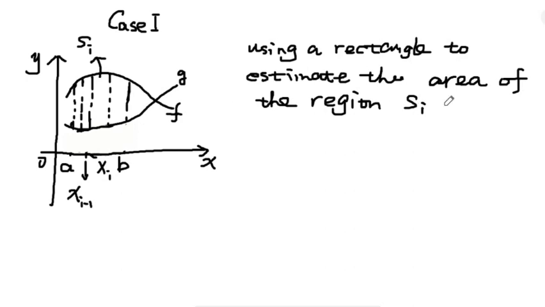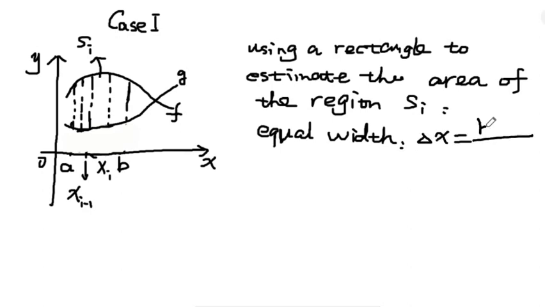And here we still have equal widths for each rectangle. How can we work out the formula for the equal widths? From a to b, we have n strips, so the equal width is the same: delta x equals (b minus a) over n, right? We still have n subintervals. Now we need to figure out the height of the rectangle.